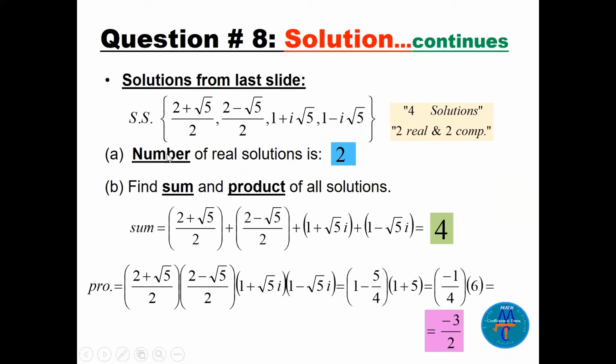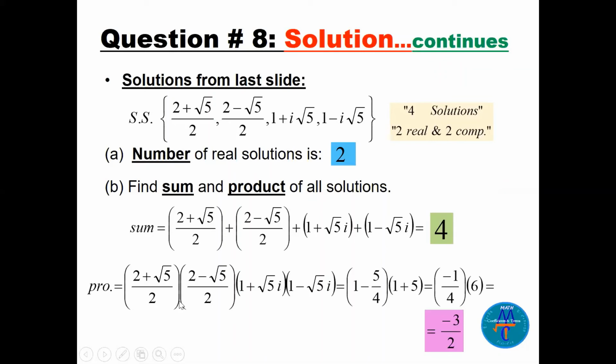Now let's answer part A. Find the number of real solutions: 2. This is real, irrational. Find the sum, you add all the solutions. See, when you add them, this will be cancelled. Here you add, this will be cancelled. Four over 2 is 2, so the sum is 4.